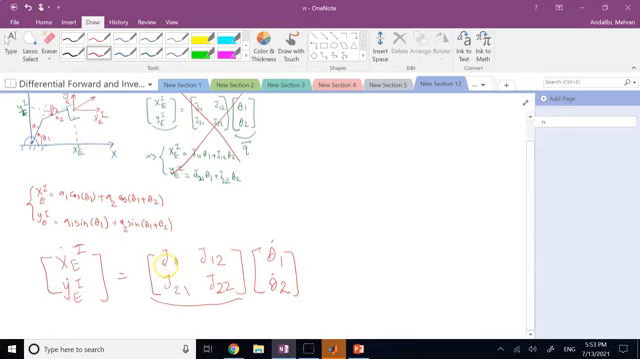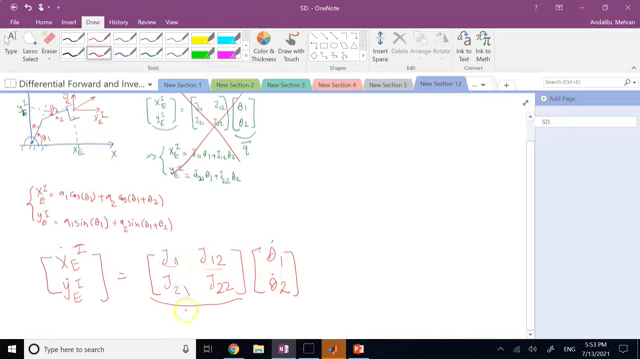Now, does it mean these components are just constant numbers? The answer is no. These guys are going to be functions of the joint variables. Each one of these components is not going to be constant. But they are not going to be functions of the velocities. They are going to be functions of what? The thetas, the variables, not their time derivatives.